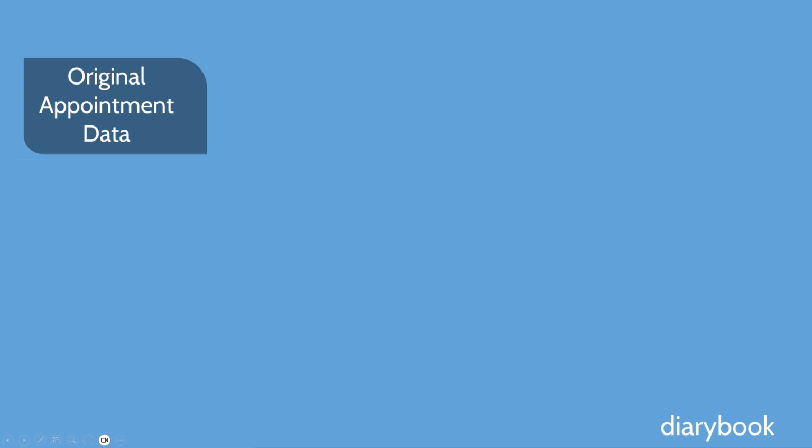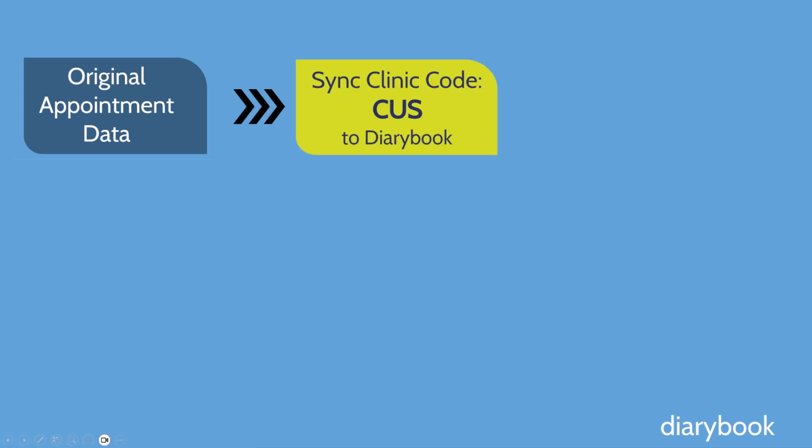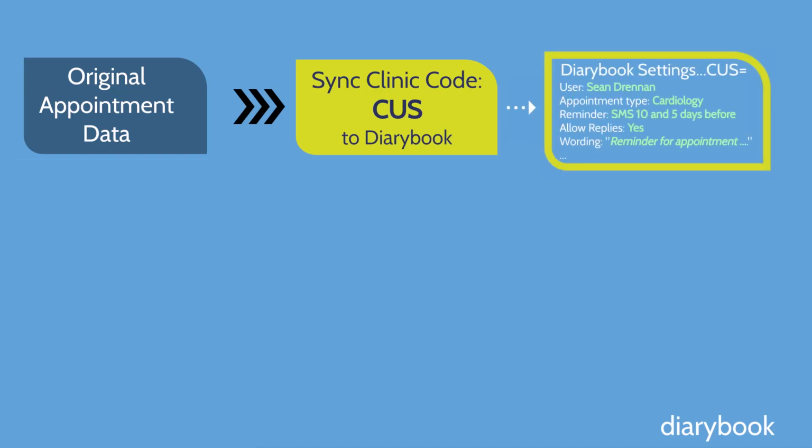Appointments are synced or copied from the original location, such as a hospital patient management system, to Diarybook. The appointment comes with a clinic code, also known as a sync code. This can represent a specific modality, department, location, or any other collection of appointment types. In this example, appointments with a code of CUS are being synced.